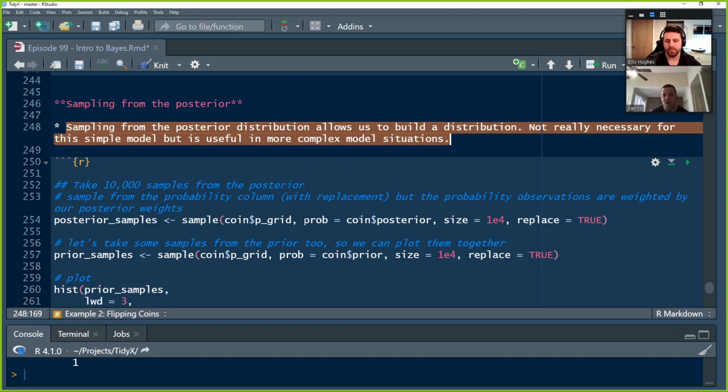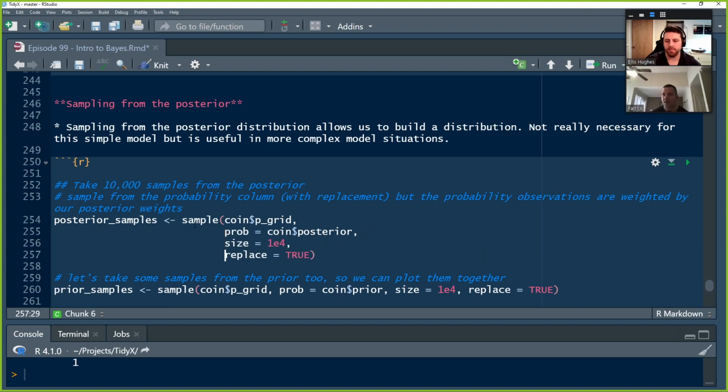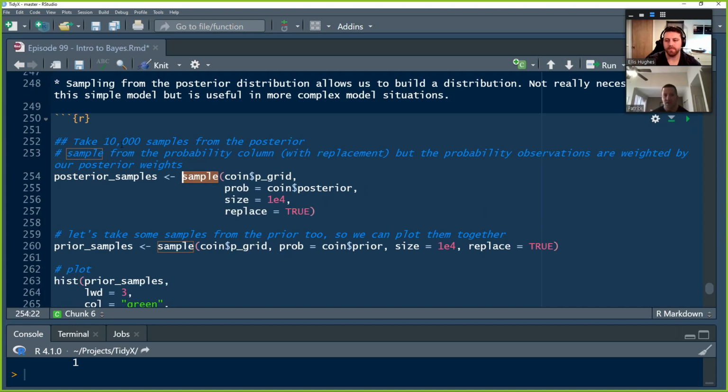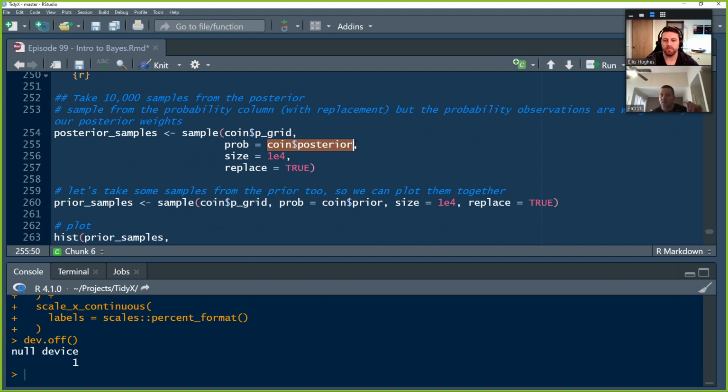So I'm going to do that here. I'm going to use our sample function, which we introduced you to last time when we talked about resampling and simulation. And we're going to create 10,000 samples from the posterior distribution. And so how am I going to do this? I'm going to create my sample by saying, I want to sample that probability grid. I want to sample all my potential hypotheses, but I want to weight them relative to the posterior, relative to the outcome that we saw once we combined our prior with the observed data.